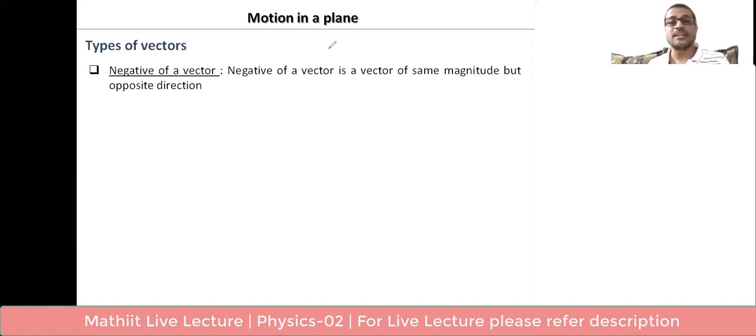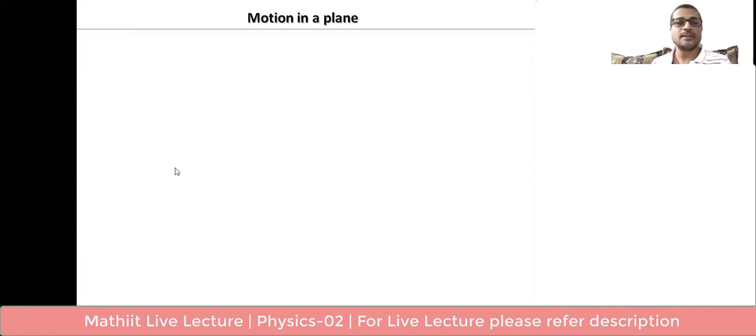There is nothing called a negative of a direction. Therefore, we just say negative of a vector, right? If you want to speak in terms of direction, then you say opposite direction. That's it. Don't attach the term negative to a direction. There is no negative direction, right?